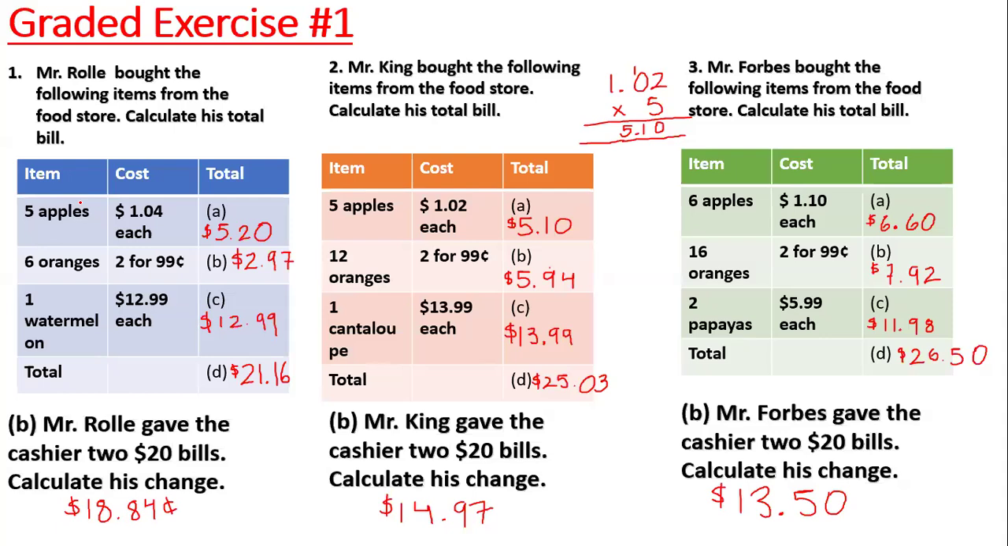That is very important. For this one, please understand that it says you have 6 oranges, right? And 2 is for 99 cents. So the first thing you're gonna do here, you're gonna say 6 divided by 2, which gives us 3, right? And you're gonna say 3 multiplied by what? 99. 3 multiplied by 99 gives us $2.97. And that's how we got that.